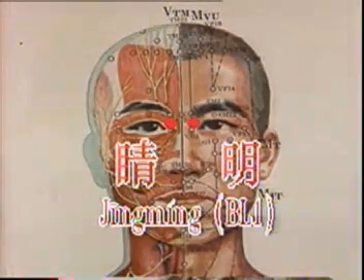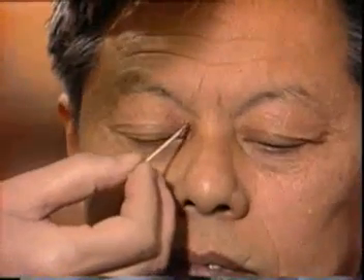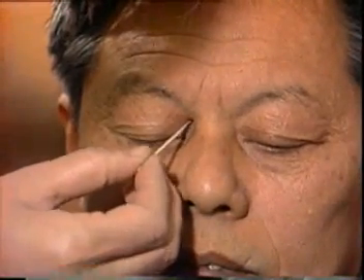Jing Ming. Jing Ming is located in the depression superior to the inner canthus. The indications are red, swollen, and painful eye, superficial visual obstruction, and lacrimation from wind effects.